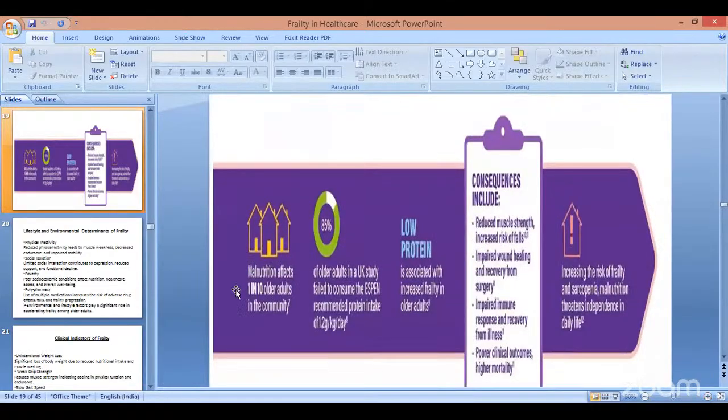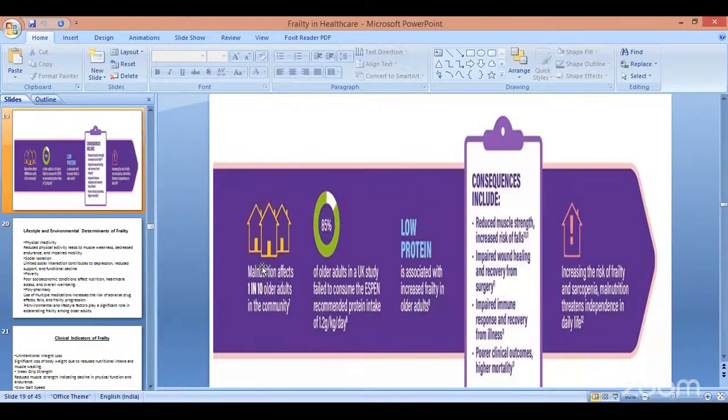Here in this picture, malnutrition affects 1 in 10 older adults in the community. So over 85% of older adults in a UK study failed to consume the recommended protein intake of 1.2 grams per day. So low protein is associated with increased frailty in older adults.